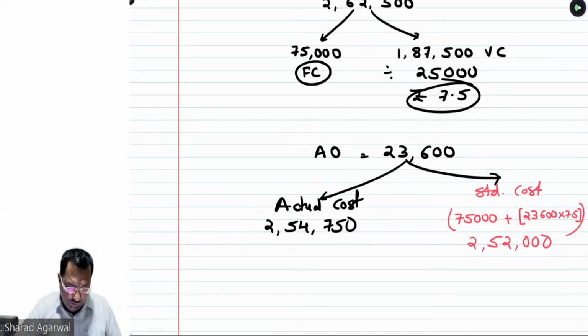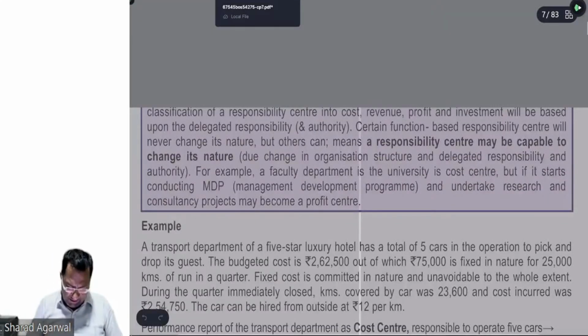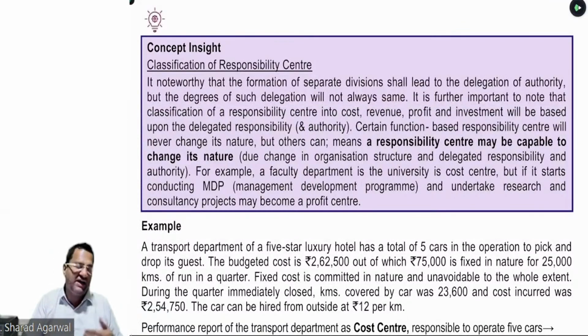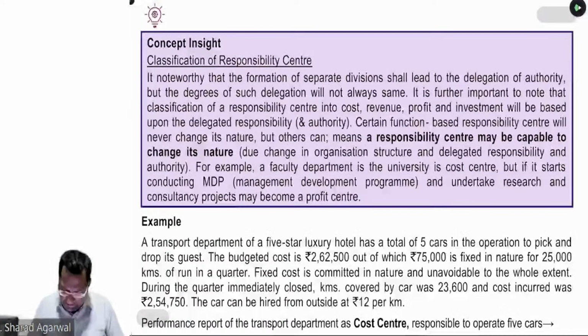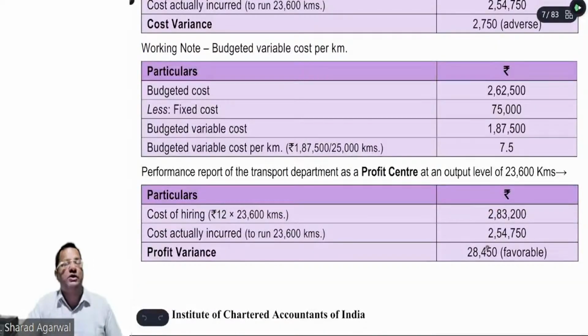चलिए अब इसी को अगर अपन प्रॉफिट सेंटर माने कि द डिपार्टमेंट इज नॉट द कॉस्ट सेंटर, इफ द डिपार्टमेंट इज अ प्रॉफिट सेंटर, तो देखिए कार कैन बी हायर्ड फ्रॉम आउटसाइड एट ₹12 पर किलोमीटर, है ना. ये कार आप मार्केट से भी हायर कर सकते थे. तो चेक कीजिए बेटा, 23,600 आपका टोटल आउटपुट था, एंड अगर ये कार आप मार्केट से हायर करते, then at the rate 12 you will have to incur 2,83,200. 2,83,200 आपको incur करना पड़ता, while you have incurred just 2,54,750. So there will be a favorable variance.